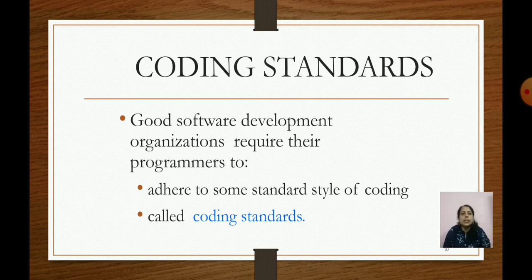Then coding standards. Good software development organizations require their programmers to adhere to some standard style of coding. Meaning the organization always advises the programmer to follow some standard while writing the code, and that standard is known as coding standards. They maintain some rules while writing the program, and that is known as coding standards.